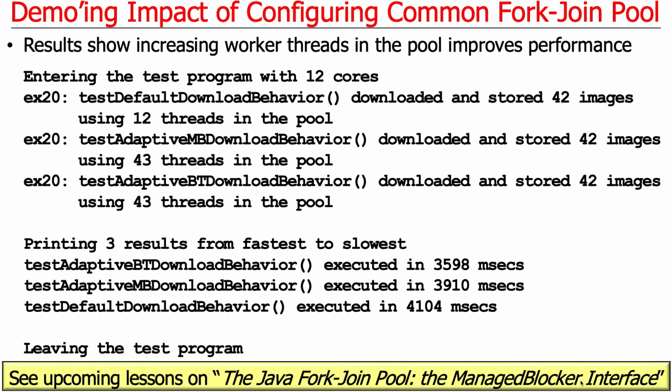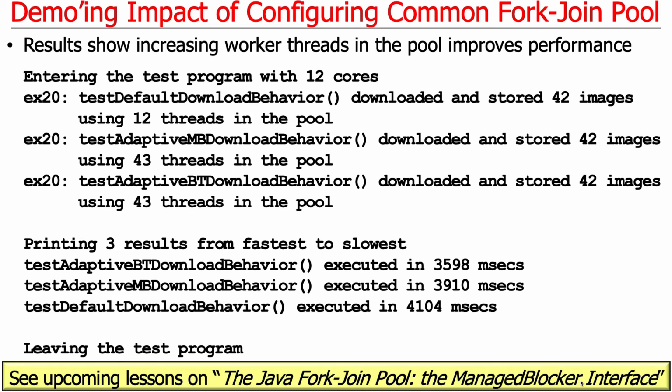It sorts them from fastest to slowest. You can see here that the one that used the blocking task, which I'll show you, we've talked about that before, executed in about 3,600 milliseconds. The ManagedBlocker one ran at about 3,900 milliseconds. And the default version that had only 12 threads ran the slowest, in 4,100 milliseconds.